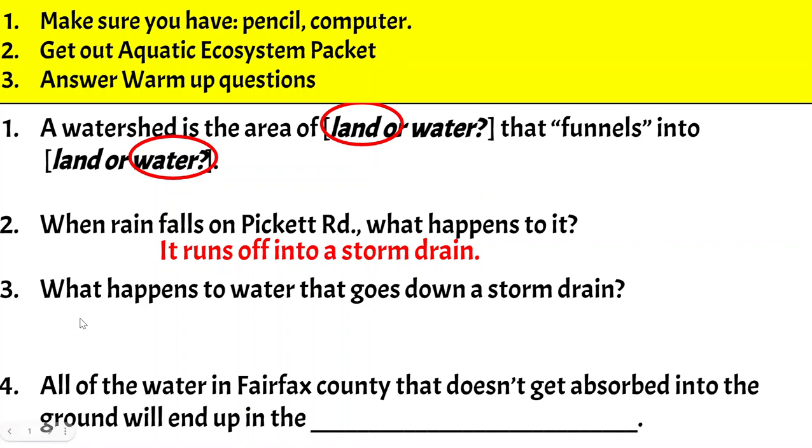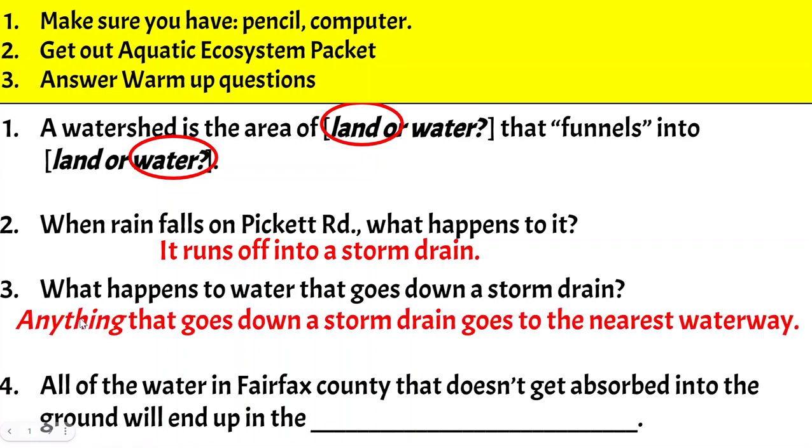Then when we think about all of this, what happens to water that goes down a storm drain? Anything that goes down a storm drain just goes to the nearest waterway. So it'll go to the nearest creek or stream or something like that, and it will work its way to the nearest river. All of the water in Fairfax County that doesn't get absorbed into the ground is going to end up in the Chesapeake Bay. So even some of the stuff that gets absorbed into the ground will then still seep out through underground streams and things like that.